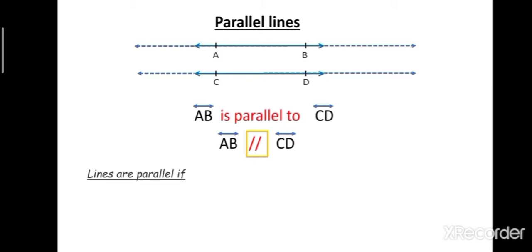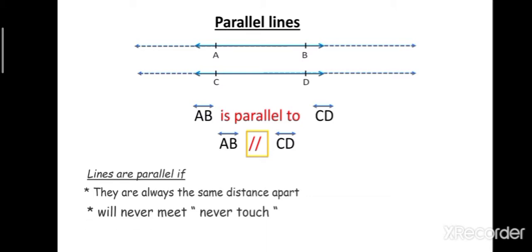Remember, lines are parallel if they are always the same distance apart from each other. They have the same distance, and no matter how long we extend them, they will never meet and they will never touch each other. And that's why we call them parallel lines. Here we have different forms of parallel lines, and you can notice that they look like the equal sign.